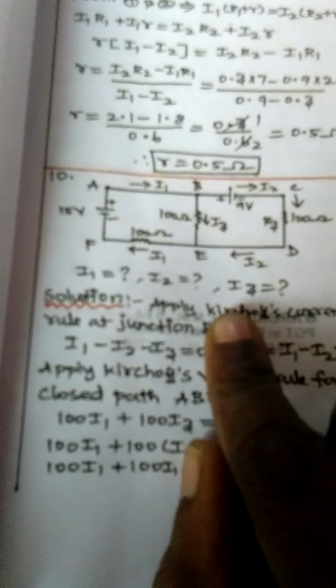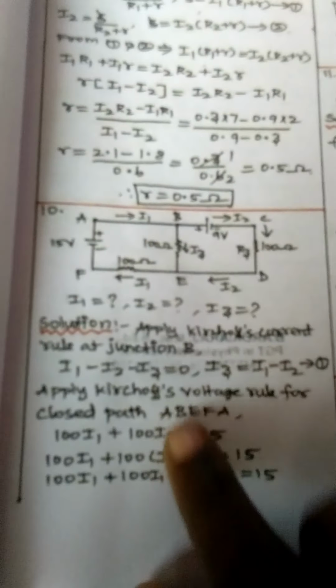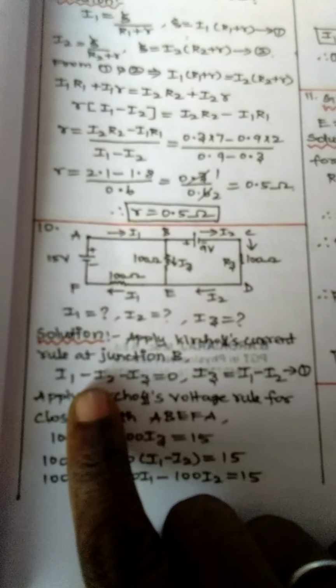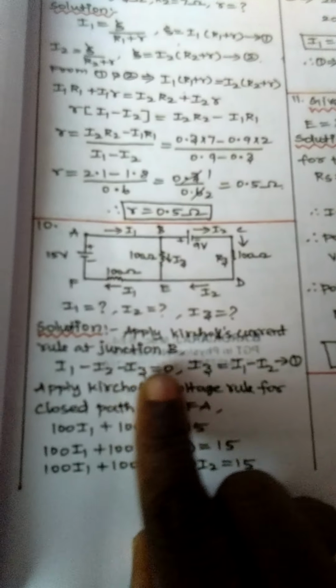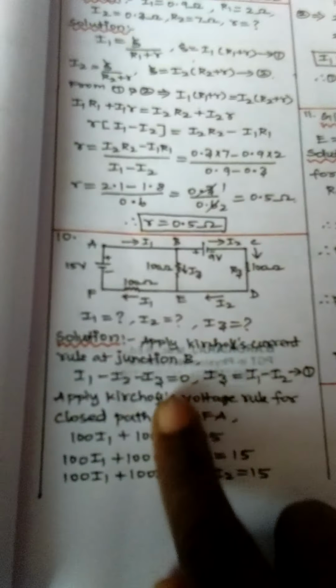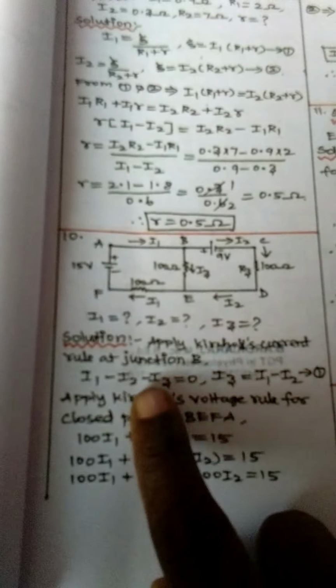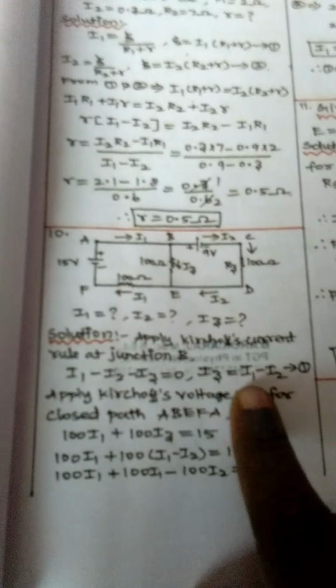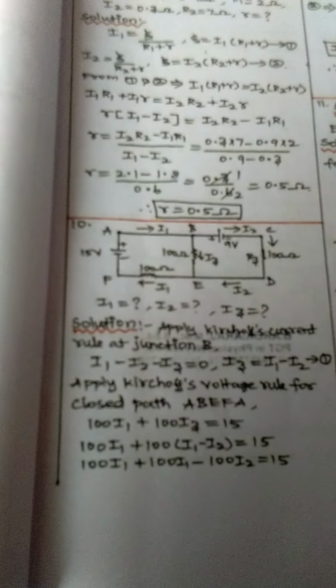These are the equations. I1, I2, I3 we want to find out. Applying Kirchhoff's current rule at the junction B: I1 minus I2 minus I3 equals 0. So I3 equals I1 minus I2. This is the first equation.